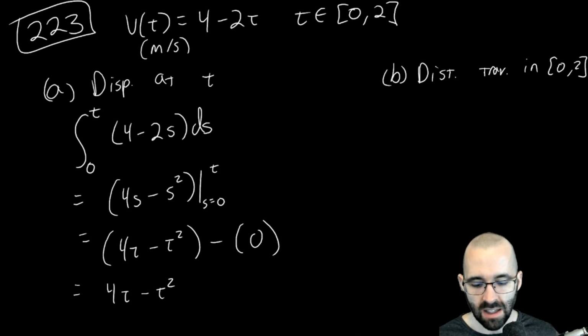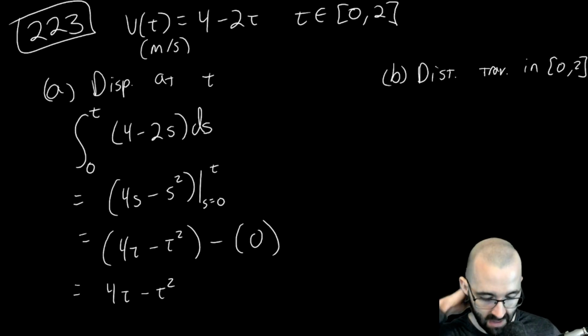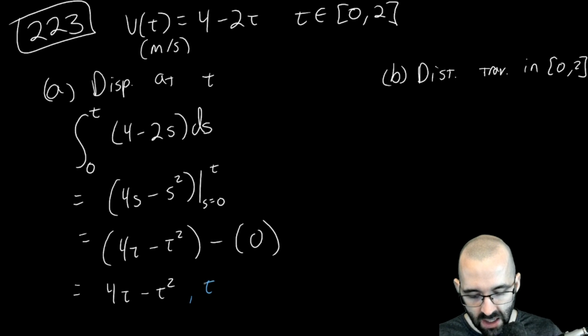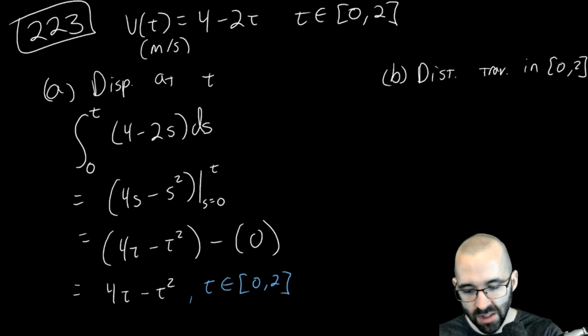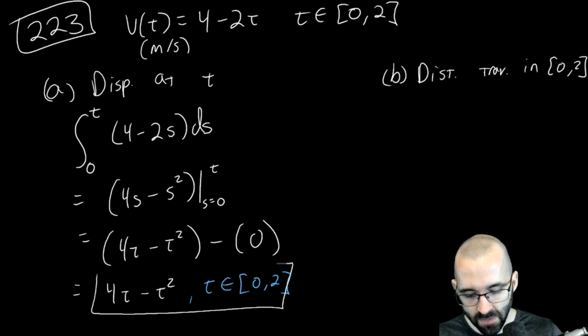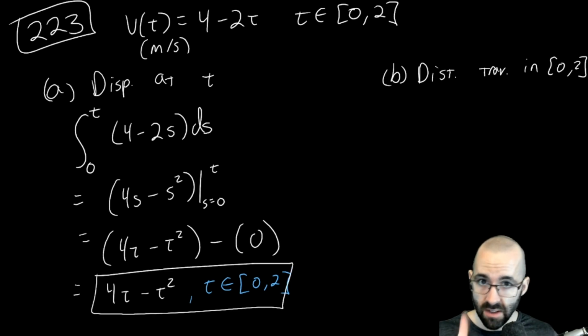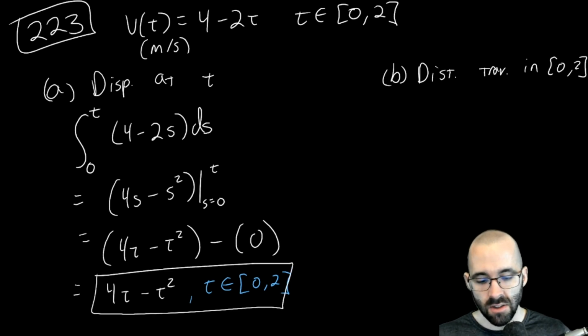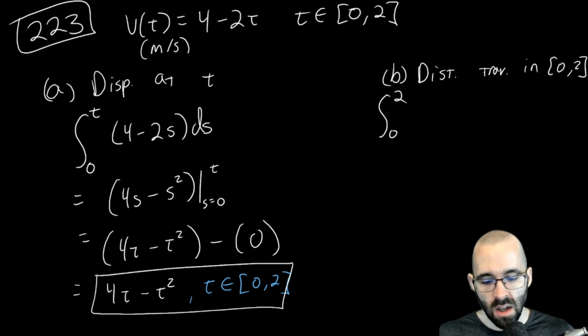So at any point t, this is going to be the displacement. Where t, again, is any point from 0 to 2. That's our displacement. Distance traveled is a different story. Distance traveled over that interval is going to be the integral from 0 to 2 of the absolute value of the velocity.